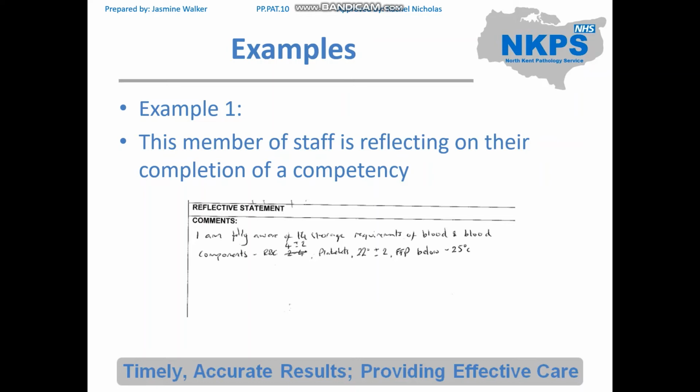You've got a member of staff that is reflecting on their completion of a competency. They have put on there that it says, I am fully aware of the storage requirements of blood and blood components: RBC 4 plus or minus 2, platelets 22 degrees plus or minus 2, FFP below minus 25 degrees. So what are your thoughts on this? Do you think this is a good reflective piece of work, or do you think it could be improved upon?